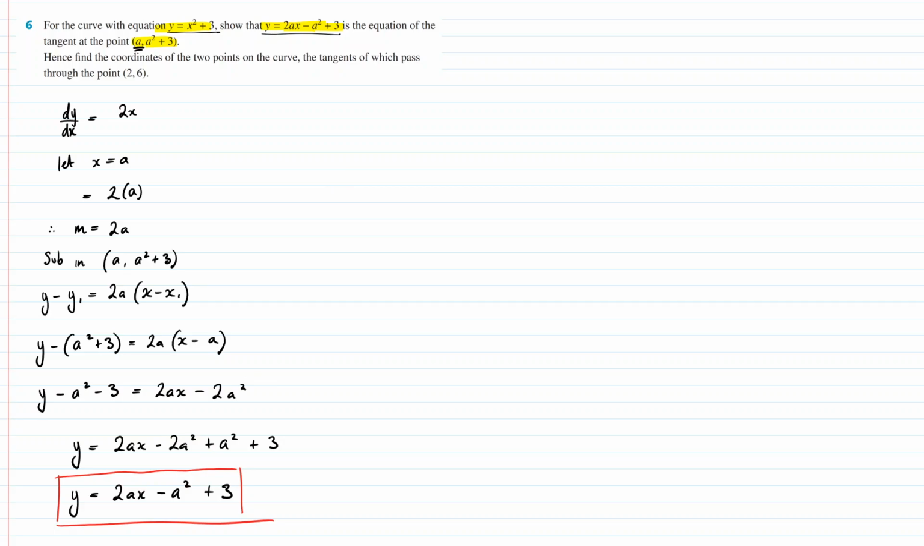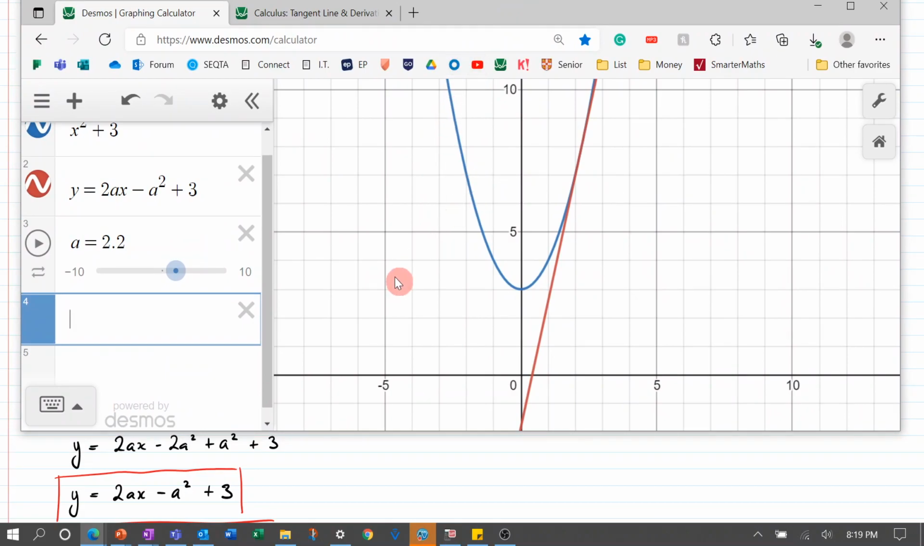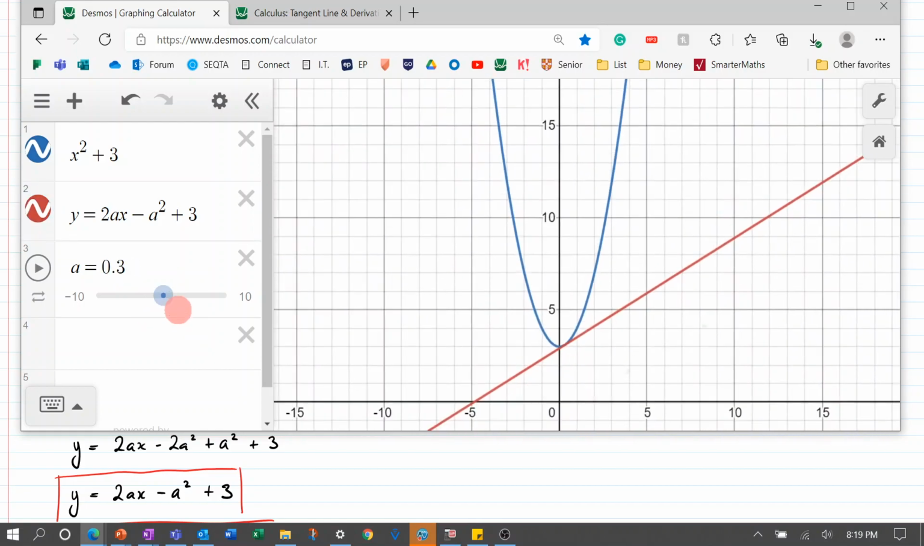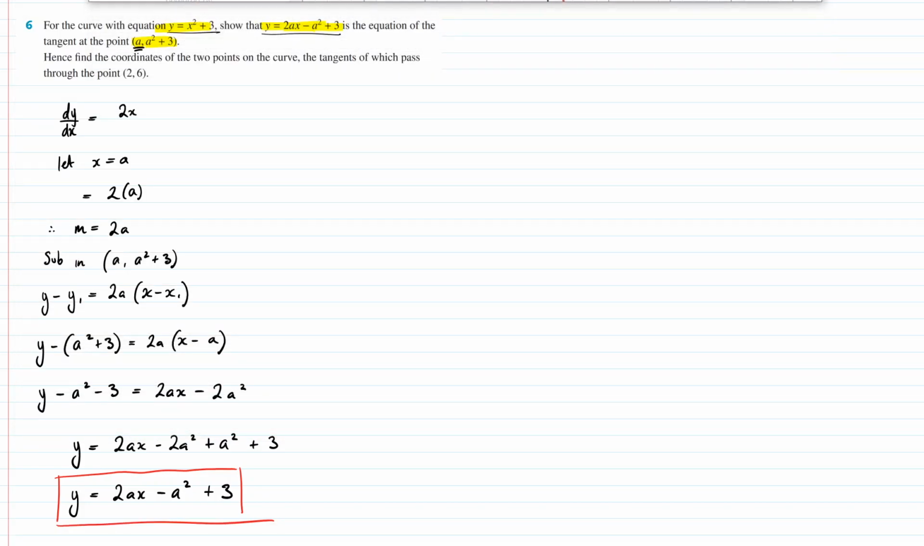If we were to picture this, it is helpful to bring in this graph right here. So here's Desmos, and all I've done is, as you can see, the blue graph is x squared plus 3, and then I've graphed the equation that we just found, which is the tangent. As you can see, it's just a general form of the tangent. So as a changes, I'm just finding the tangent at different points. That's what you should have in your head as you're going through this.